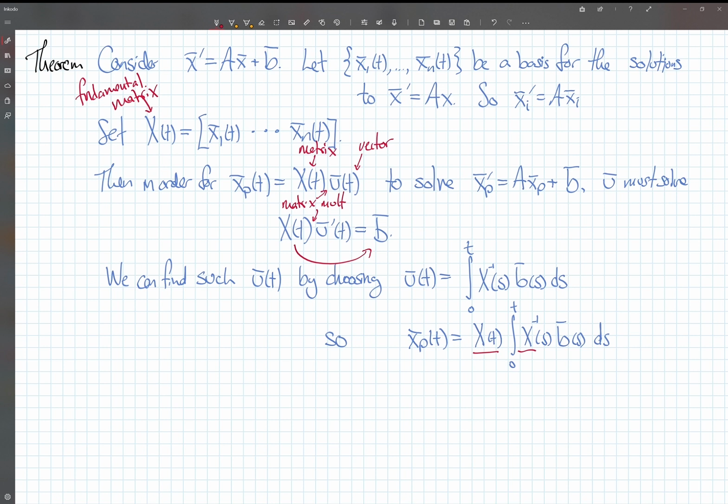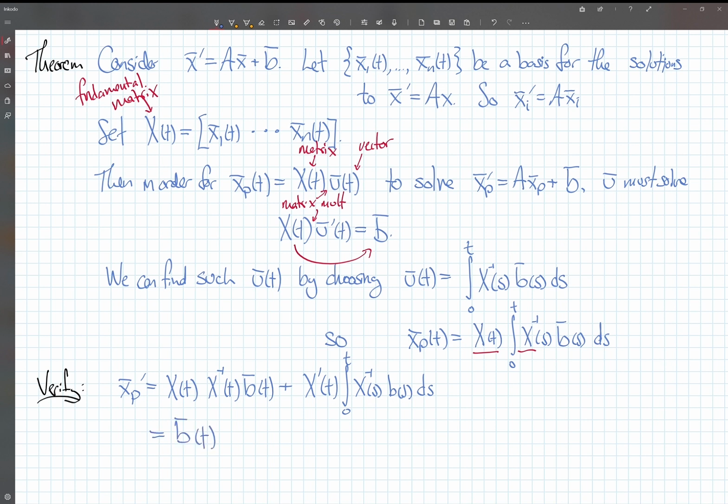Now, you can check that this works simply by differentiating everybody. If you differentiate xp, notice xp is a product. Each factor depends on t. If we differentiate the right-hand factor of that product, we apply the fundamental theorem of calculus and just do away with that integral sign. If we differentiate the left factor of xp, we just get x prime times that integral. Of course, x times x inverse is just the identity, so we get b in the first term. And remember that x is nothing more than the matrix of solutions to the equation x prime equals ax. So x as a matrix satisfies the equation x prime equals ax.